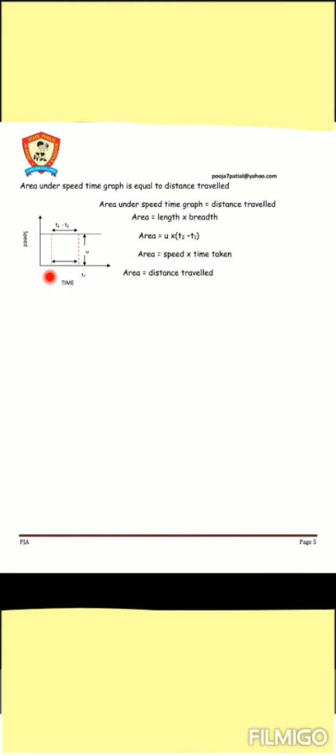Area is length into breadth. So the length is u, the speed of the object. The breadth is t2 minus t1. So this is speed into time. And speed into time is equal to what? Distance traveled. It means the importance of the speed time graph is that if we calculate the area under the graph, that will always be equal to distance traveled. So wherever we need the distance from a graph, we can calculate the area, and we will get the distance traveled.